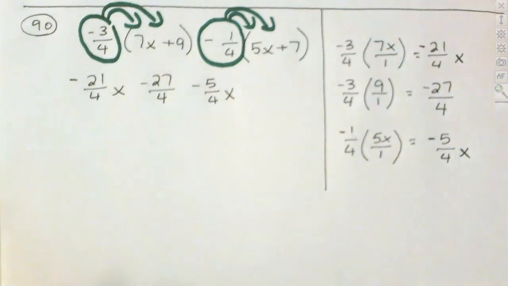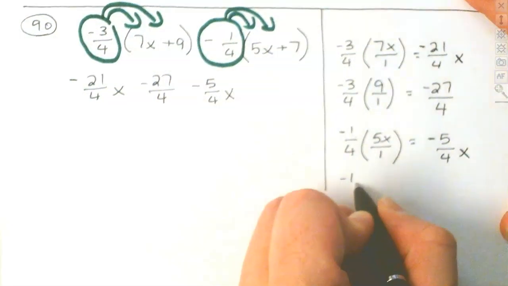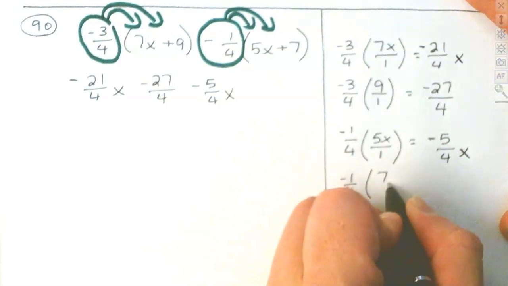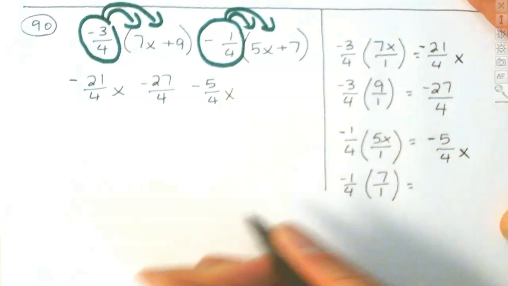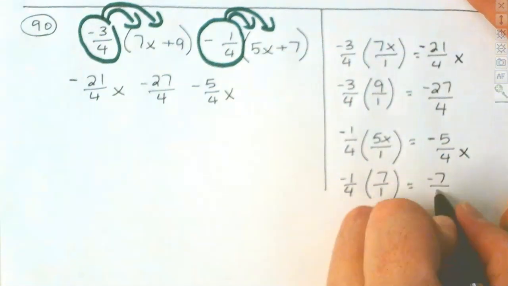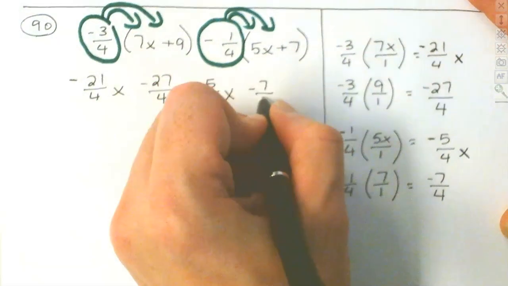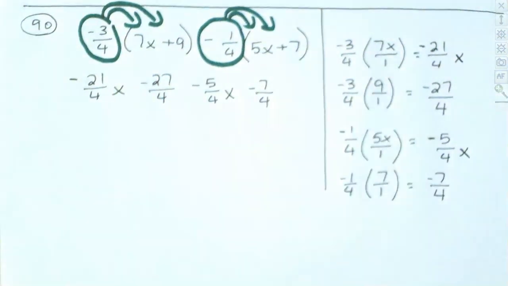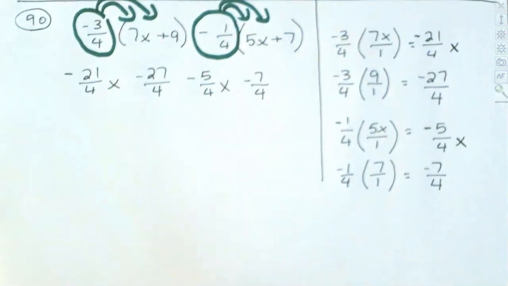Now we do the last component here. Minus 1/4 times 7 over 1. Multiplying negative 1 times a positive 7 makes it a negative 7. 4 times 1 is a 4. Okay, is everyone okay with that so far? Didn't make any sign error, so if I do, make sure and tell me.